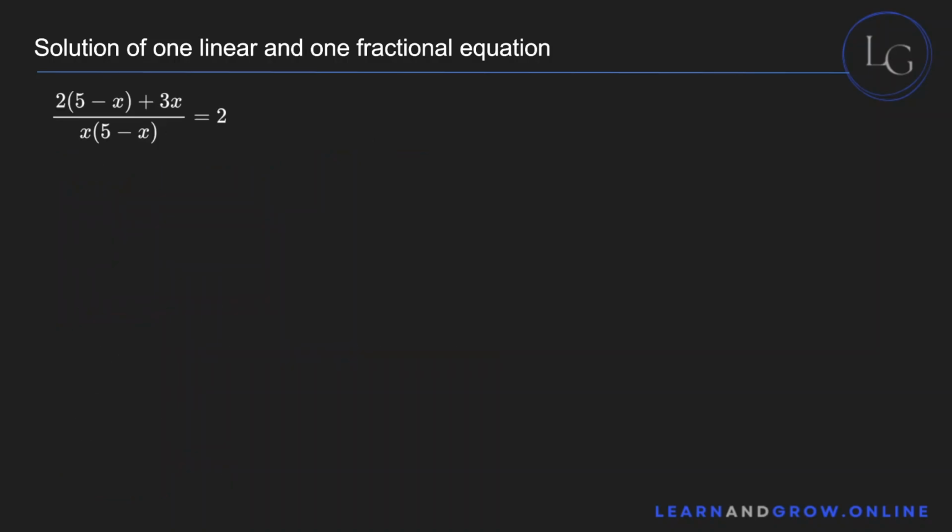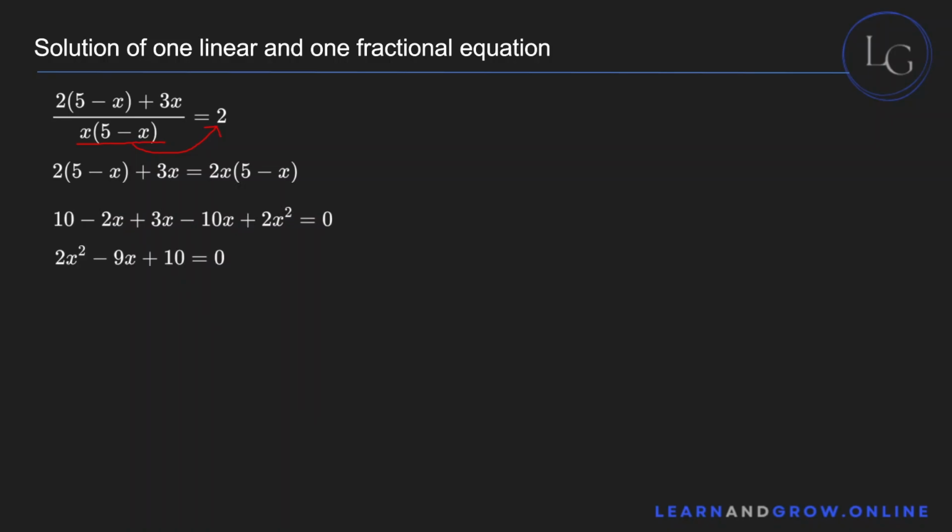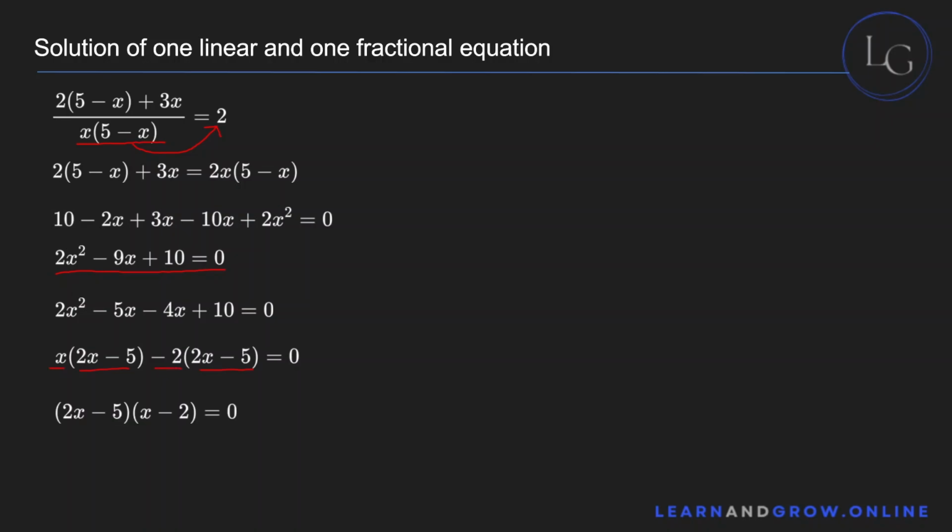Now you'll take this denominator and you'll multiply it with this 2 on the right hand side. Now, upon further calculations, you'll get this quadratic equation. Now, once you factorize this quadratic equation, 2x minus 5 will become one factor, and x minus 2 will become the other factor. So you'll have this factorized form of the quadratic equation.